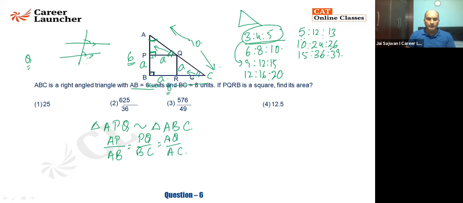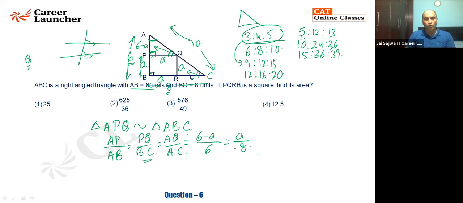So let's talk about AP. How much is AP? I know this whole length is 6. The lower one is a. I can say it is 6 minus a. So I can say AP is 6 minus a. How much is AB? AB is 6, my dear. How much is PQ? PQ is nothing but the side of a square, so I will take it as a. I assume that the side of the square is a. That's why I'm putting it equal to a. What about BC? BC is already given as 8.